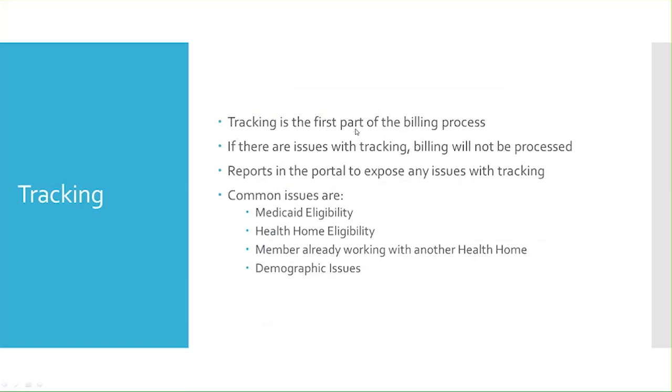So the first part is tracking. If there are any issues, this will hold up billing. That's why tracking is so important. Tracking is: is the member on your enrollment file? If you look them up in MAP, will MAP say that you are the agency with whom the member is enrolled, which is different from assignments. Now, we have a report in our portal that will expose any issues with the tracking. When we submit the tracking, MAP may return what the state calls tracking errors. I'm going to go through what those look like in the BTQ portal right now.